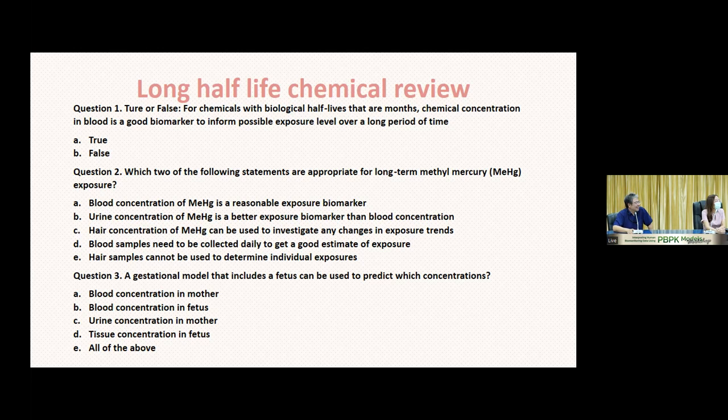Which two of the following statements are appropriate for long-term methylmercury exposure? A. Blood concentration of methylmercury. B. Urine concentration. C. Hair concentration. D. Blood sample. And E. Hair sample cannot be used to determine individual exposure. C. We have two answers. One is C, correct already. Another, not so sure.